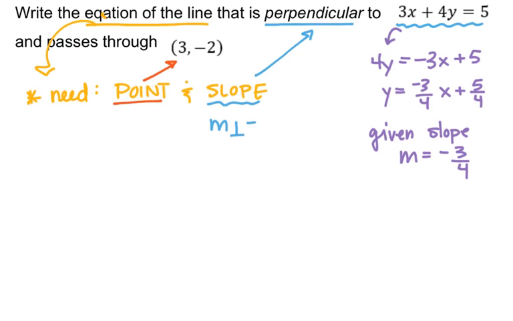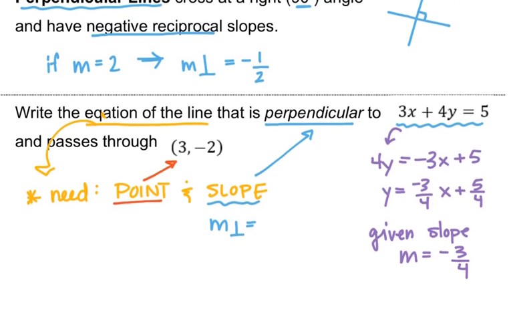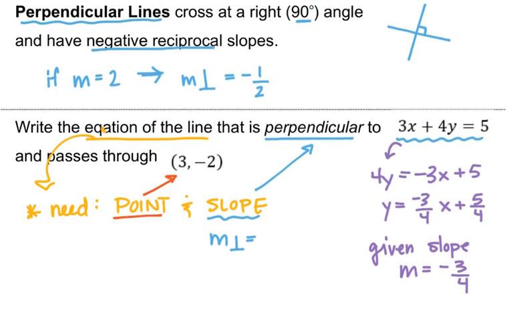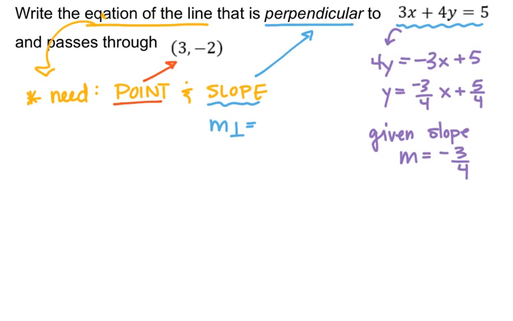So what is the perpendicular slope? m perpendicular, well, as we've set up here, perpendicular lines have negative reciprocal slopes. That means reciprocal, this is 4/3, and negating a negative means that this is a positive 4/3. Technically, you don't need to write that positive in front of the 4/3. I'm just writing it for emphasis. So my slope perpendicular is positive 4/3. My point is given.